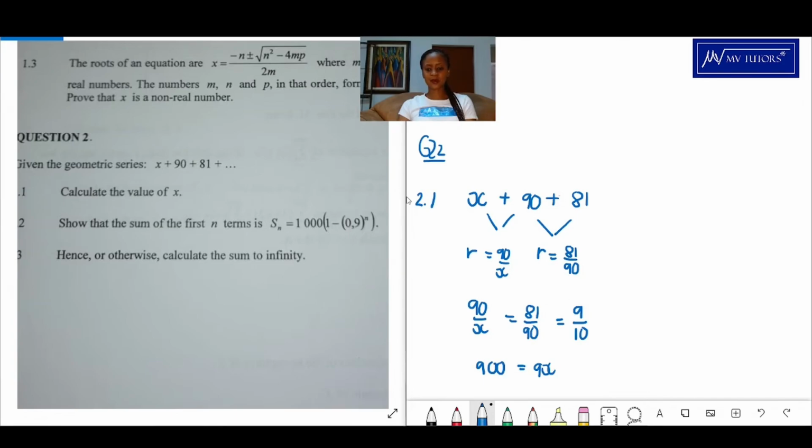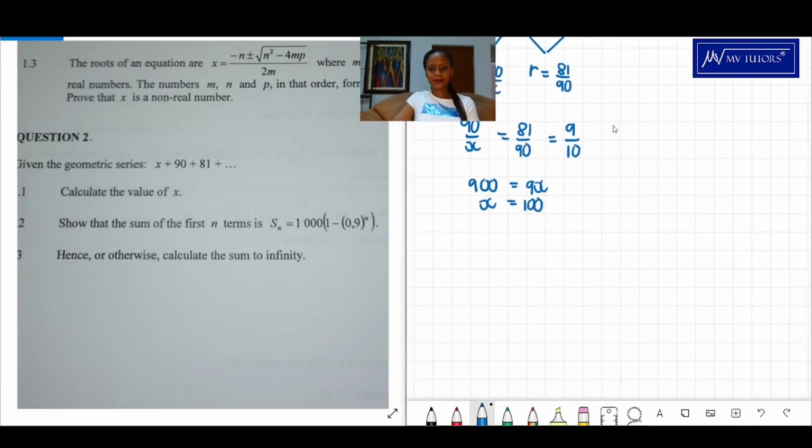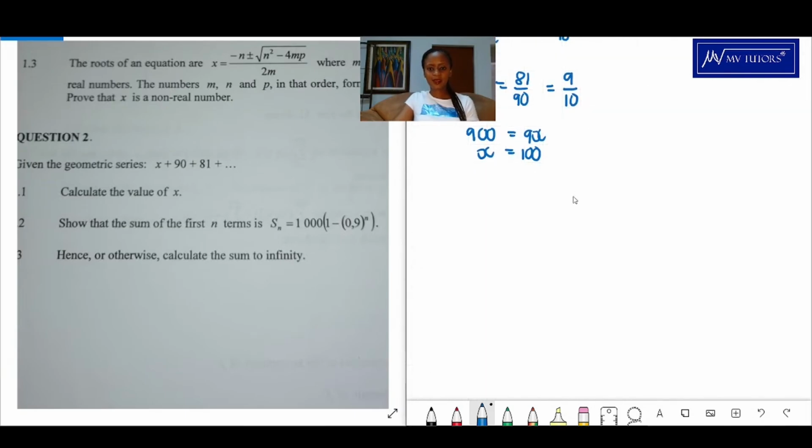So this was simple enough. In this case, we have that x is 100. Let me shift the page up. Now for 2.2, I'm already ahead. For 2.2, show that the sum of the first n terms is equal to that which is given.